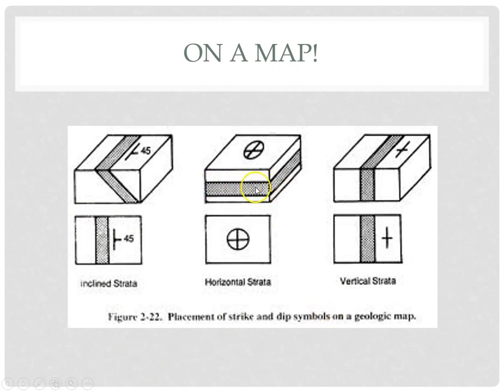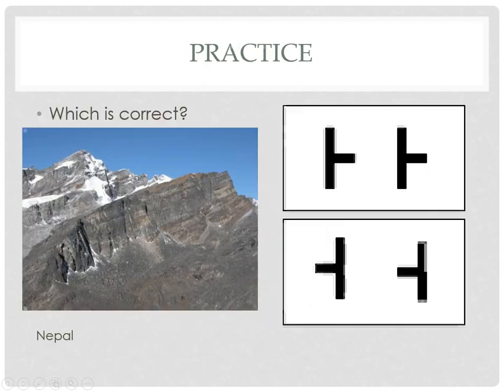Now, if those layers are nice and horizontal, we put a little crosshatch there just to tell you, yeah, we checked that, but it's horizontal. If the rocks are vertical, like this, it makes a line across the map, and you make this little cross. So that's what those look like on a geologic map. So let's practice just a little bit.